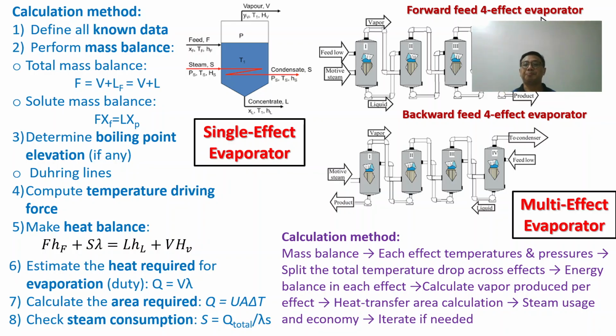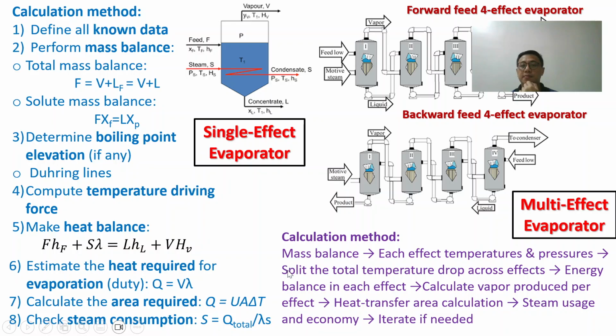The calculation involved in a multi-effect evaporator is not straightforward, quite challenging. Generally, you need to solve like this. We have to do the mass balance like what we do here, the mass balance of the feed, and then we have to balance out the solid. And then for each effect, we have to determine the temperature and pressure.